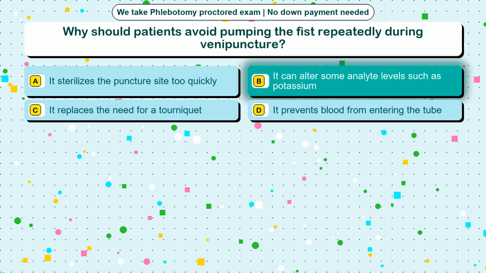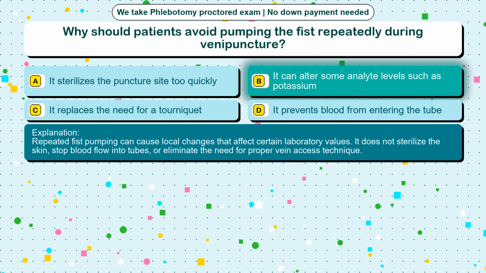The correct answer is option B. It can alter some analyte levels such as potassium. Repeated fist pumping can cause local changes that affect certain laboratory values. It does not sterilize the skin, stop blood flow into tubes, or eliminate the need for proper vein access technique.